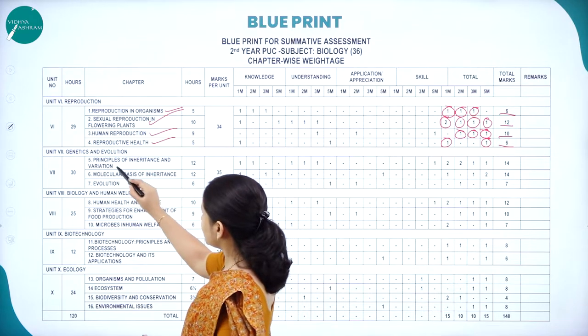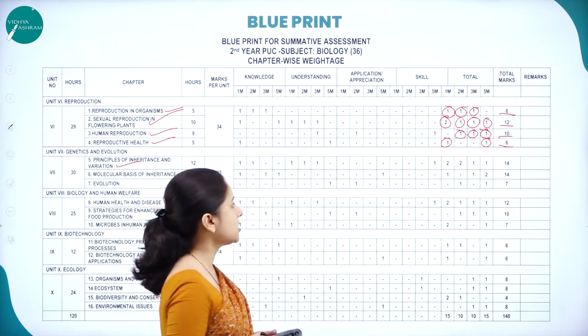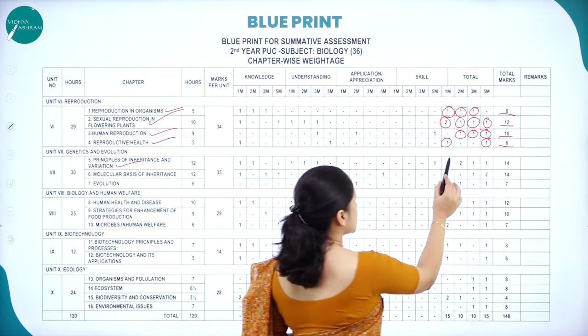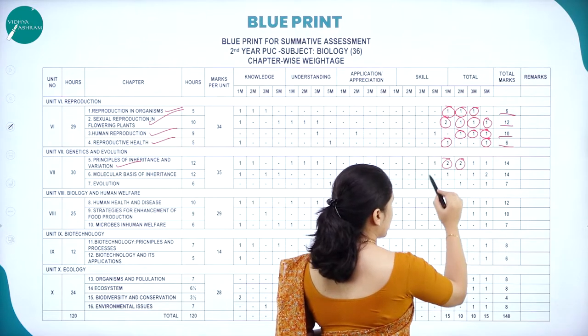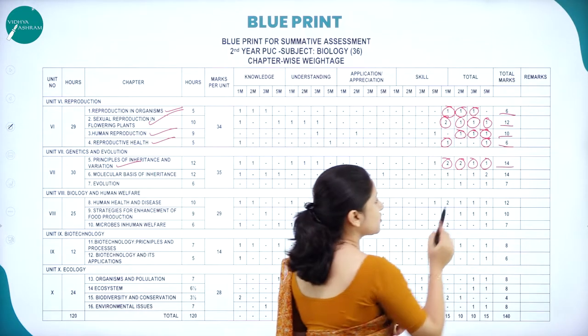Next, moving on to the next unit, we have chapter 5, principles of inheritance and variation. Under this particular chapter, for 1 mark, you have 2 questions. For 2 marks, there are 2 questions. For 3 marks, 1 and 5 marks, 1. It carries a weightage of 14.